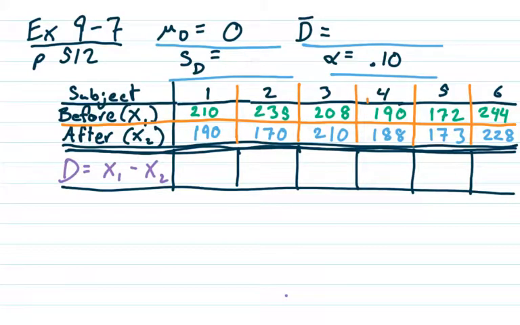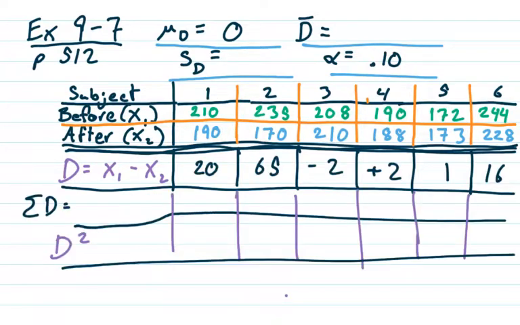I always look at the odometer after the trip and think about what it was before the trip, and I subtract after minus before, not before minus after. But here we're doing it this way. So 210 minus 190, I'll go ahead and fill in all of these values here.